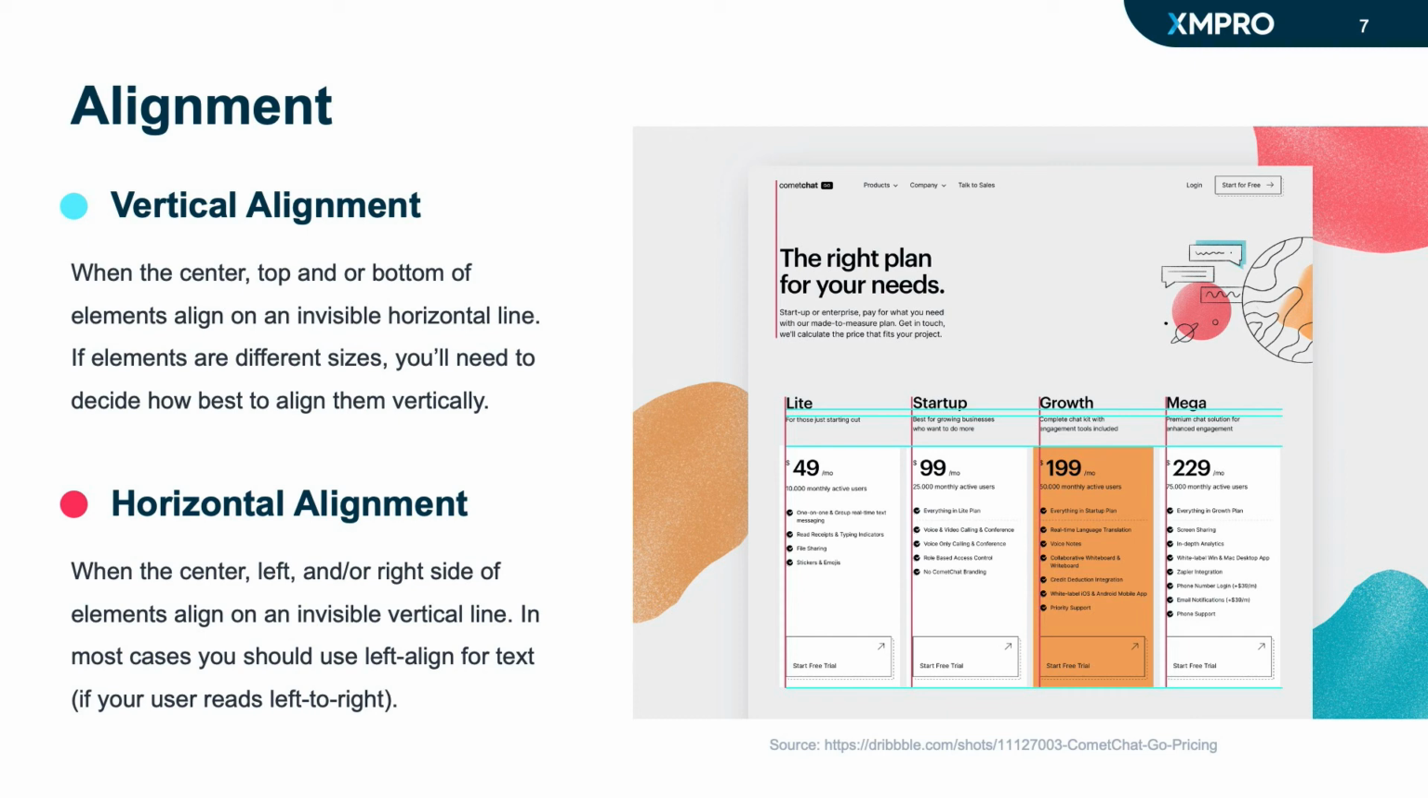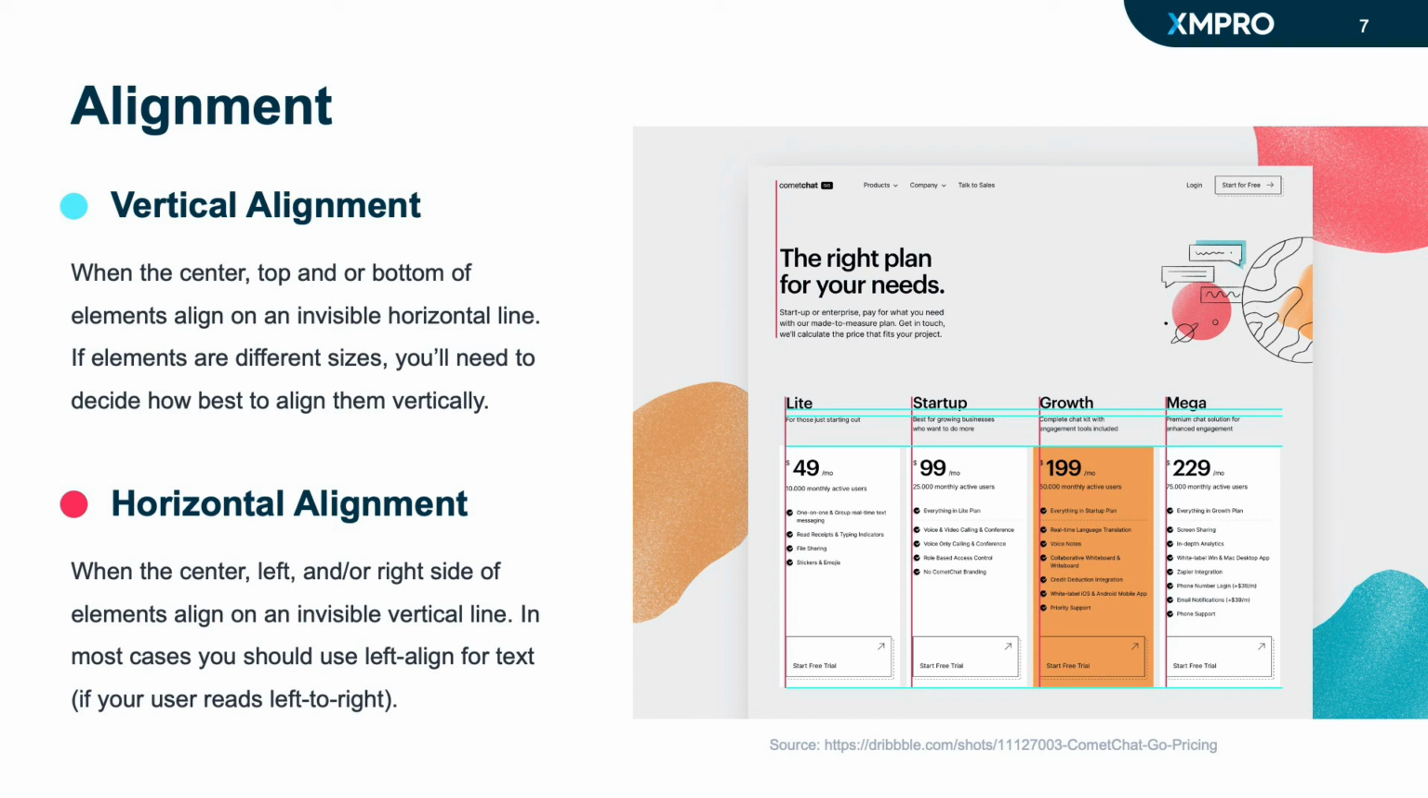This is called vertical alignment. It's when the center, top, or bottom of the elements align on an invisible horizontal line. If the elements happen to be different sizes, you'll need to decide how to best align them vertically.